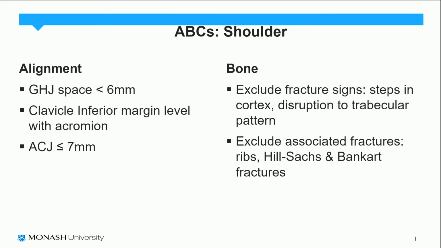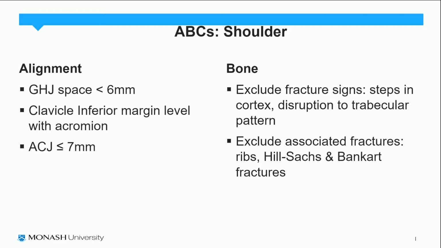So when we get back to the ABC search strategy, starting with alignment, there are a couple of alignments that you need to check on the shoulder. The glenohumeral joint space should be less than 6 mm. When you look at the clavicle, the inferior margin should be at the level of the acromion, and the AC joint should be not greater than 7 mm.